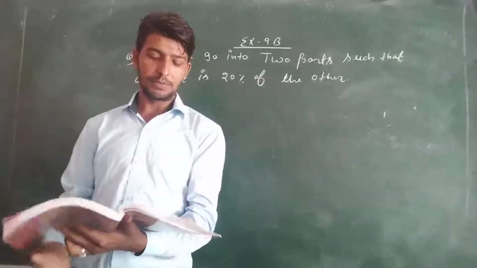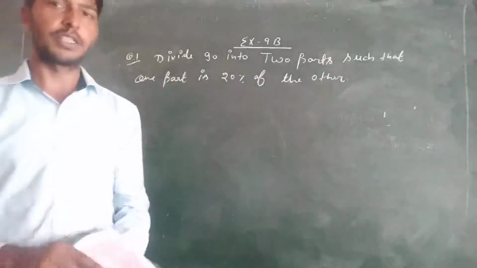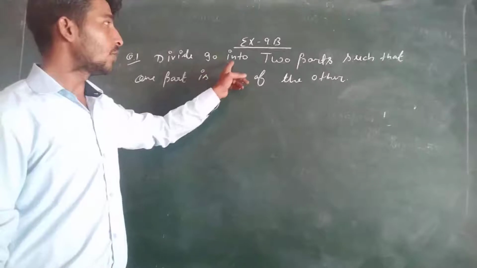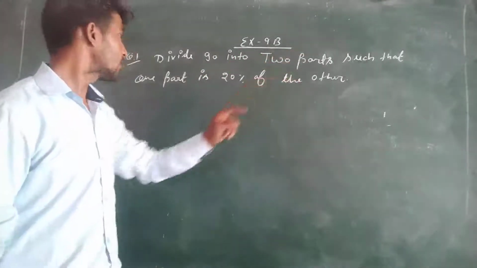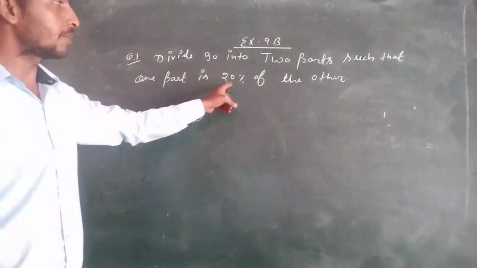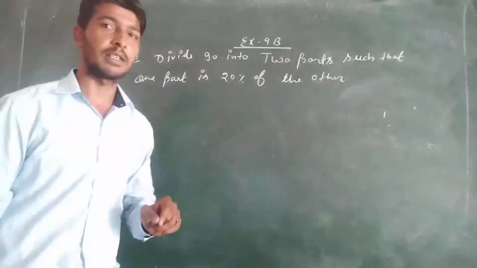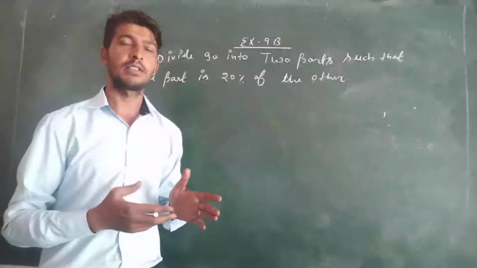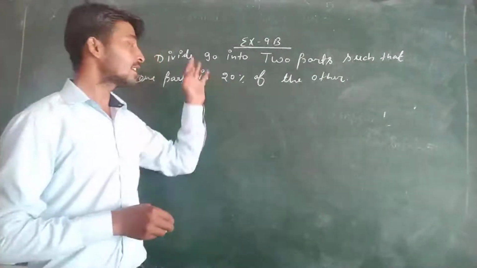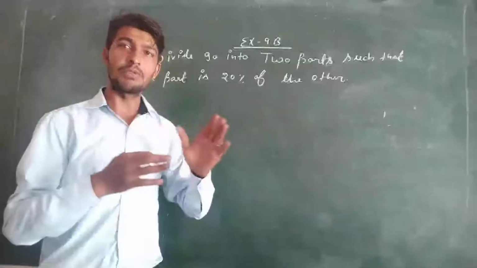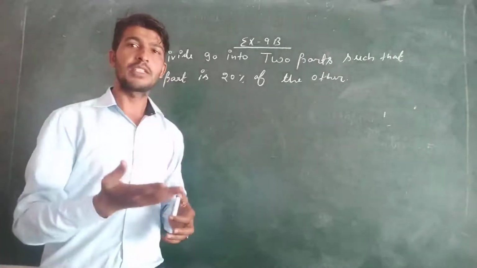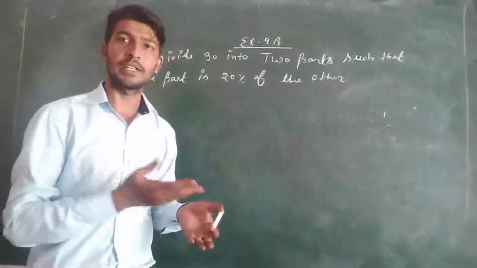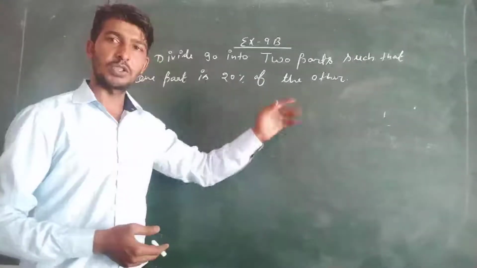Okay, so now the first question is: divide 90 into two parts such that one part is 20% of the other part. Okay, so you have to tell the amount, that 90 is divided into two parts, how many numbers, or you can say how many rupees in two parts you can divide on the basis of this situation.